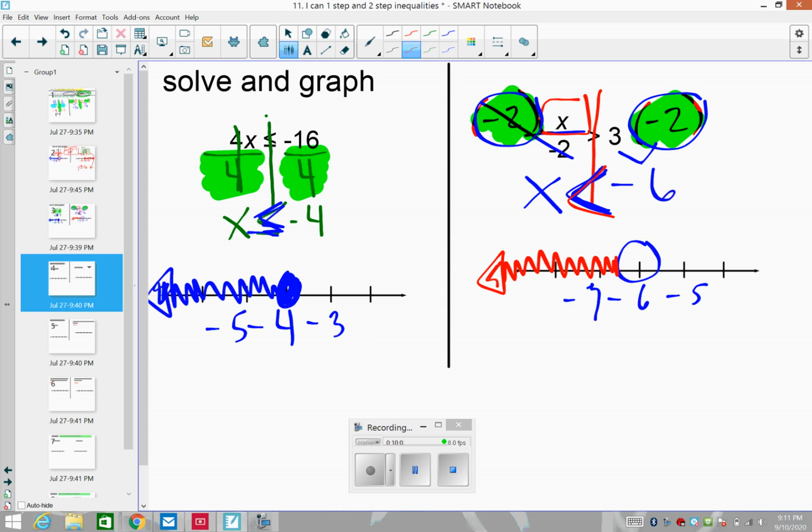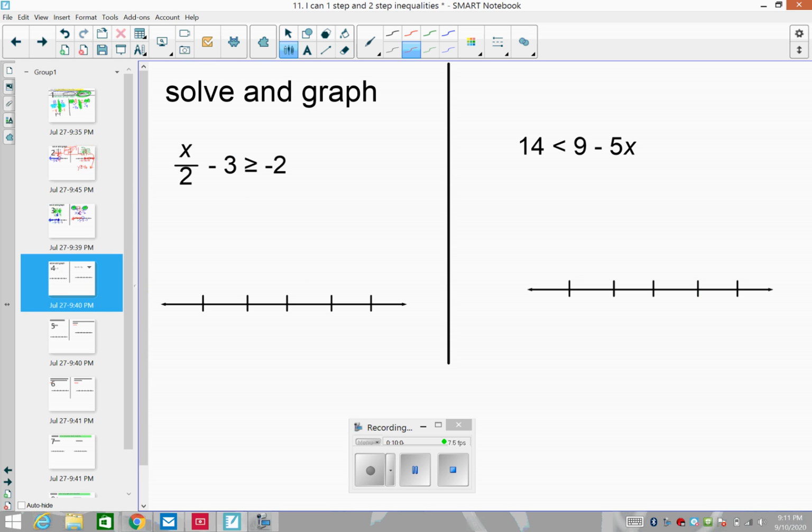Let's try two more here. We're at 10 minutes. Now, these are two-step equations, so they're a little bit bigger, but you've been through this process before. So we're going to build house, build fence, clean yard, clean yard. So we're going to add 3, copy, paste.